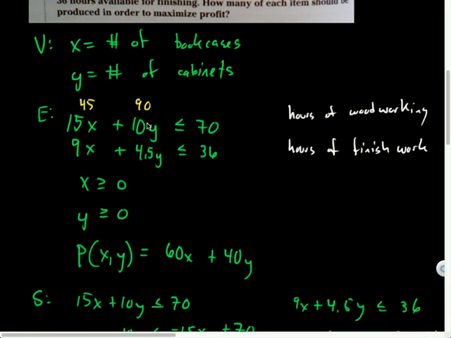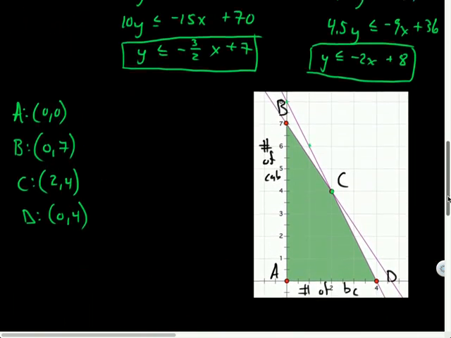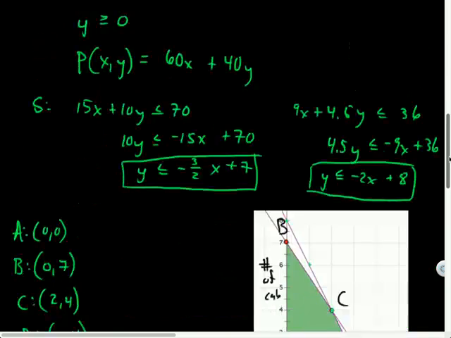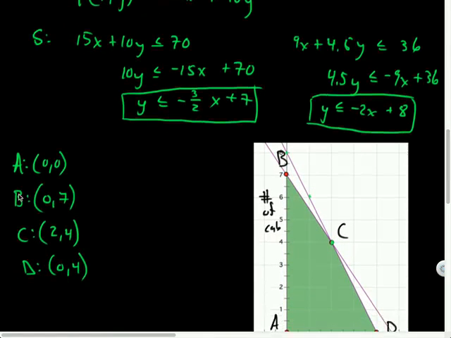That'd been 90, I think. That might have been my smallest. Yeah, I think so. But anyways, so that's that. So I found those. Now let's figure out which one maximizes profit. Yeah, it's a profit. So 60x plus 40y.